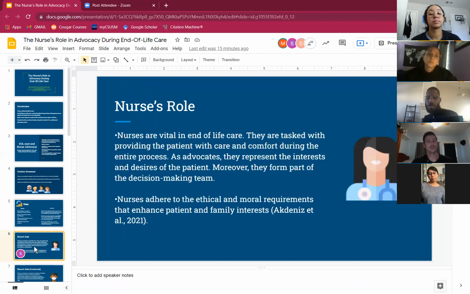So as the nurse, it's our role to really be vitally connected with the provider and the patient, and including the family at the same time. We're really tasked with coordinating a lot of the care and the comfort during the entire process. It's important for us to be advocates and really represent the interests and desires of the patients. While we do that, it's really important that we follow the ethical guidelines as a nurse, and we actually respect their values and morals that can really enhance the quality of life towards the end of theirs. Next slide, please.